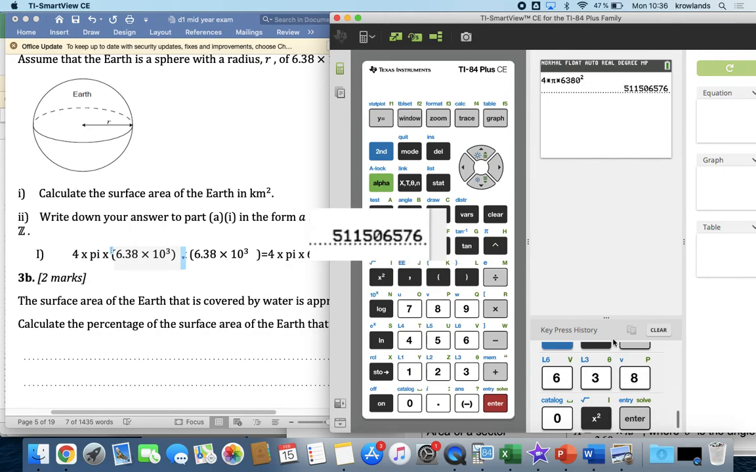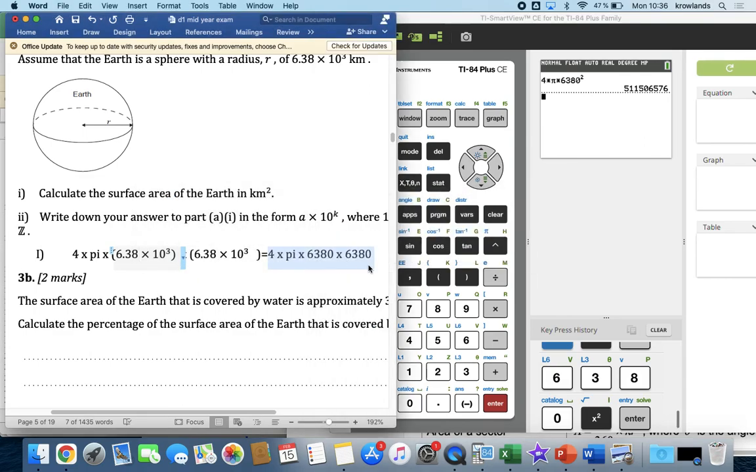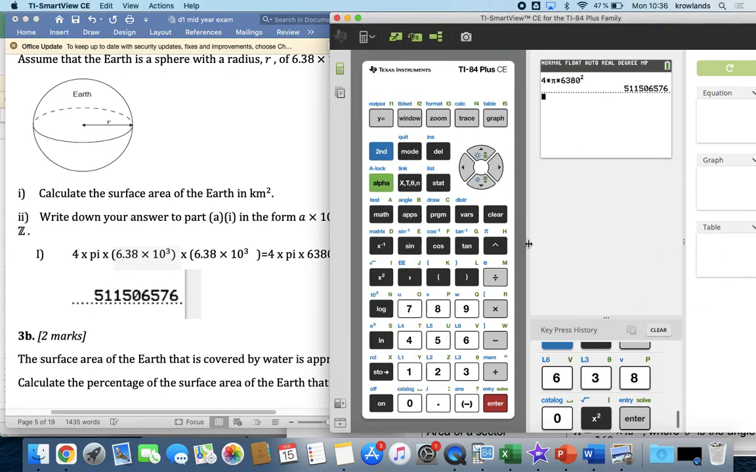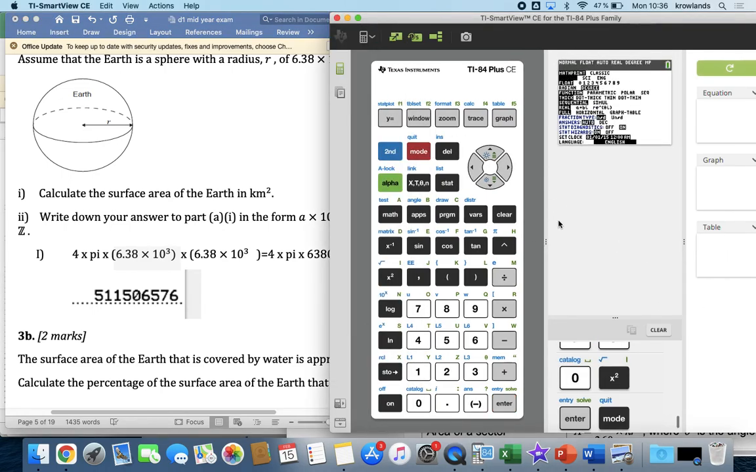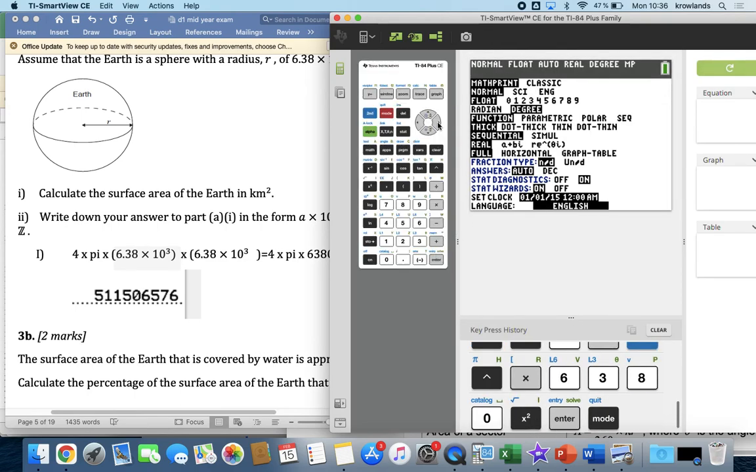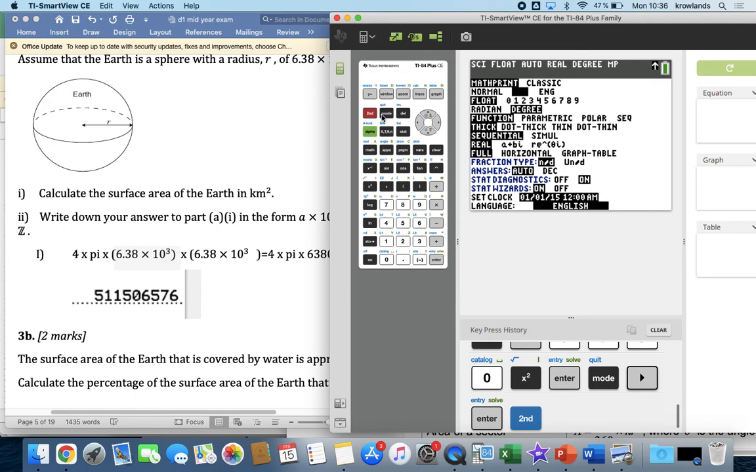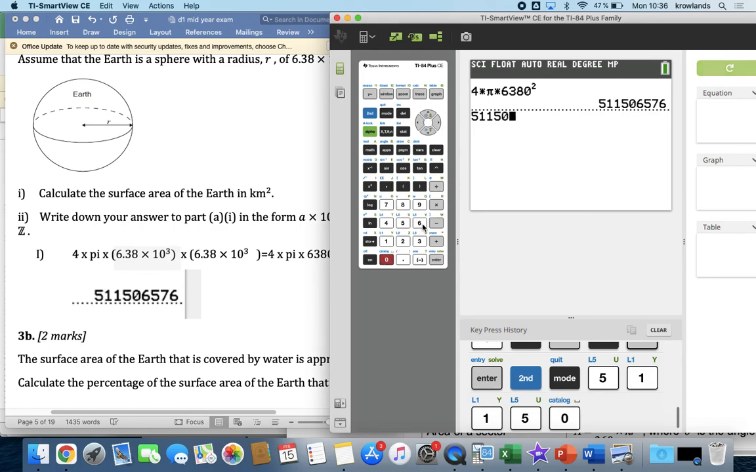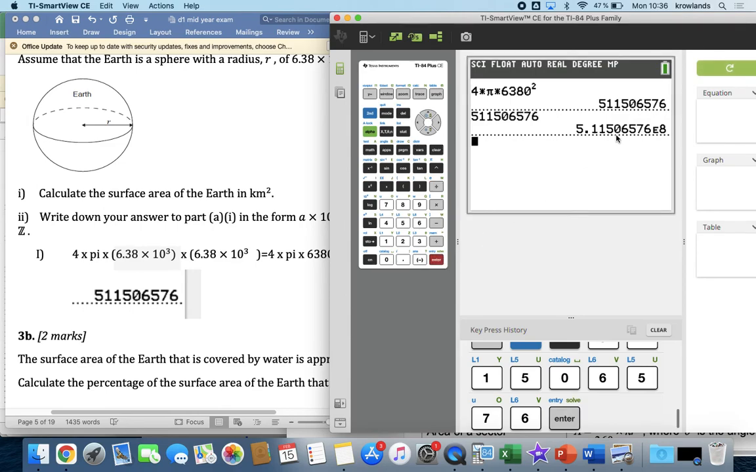So the last step then is to write this in standard form. I was disappointed about how some of you couldn't remember how to do this, so I'm going to remind you here. We're now going to change the mode back into scientific. The way we do that is we press the arrow across key, press enter, press second quit. We're going to type in the number again, copying exactly as you can see above, and press enter. And it says 5.1150657 times 10 to the power of 8. E just means times 10 to the power of something.